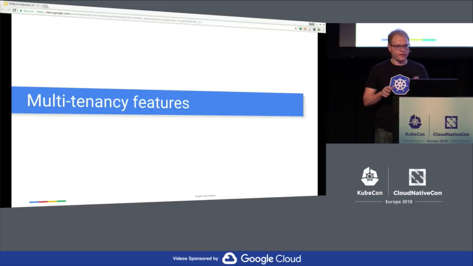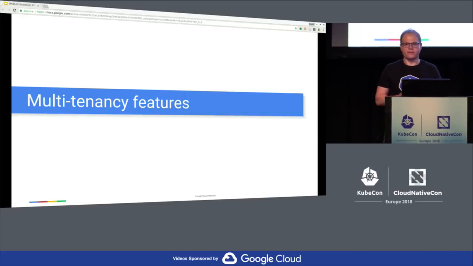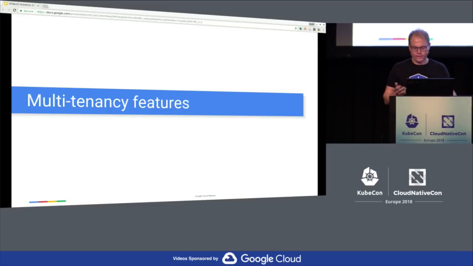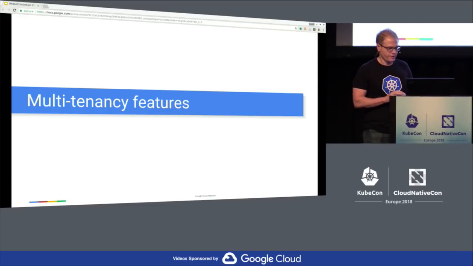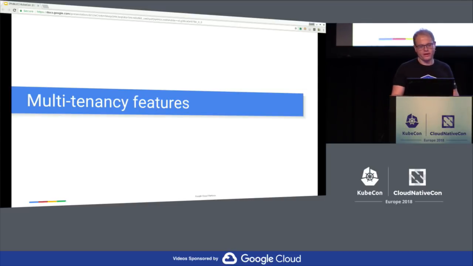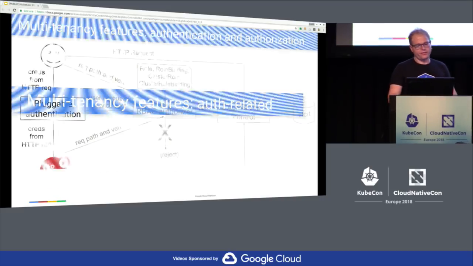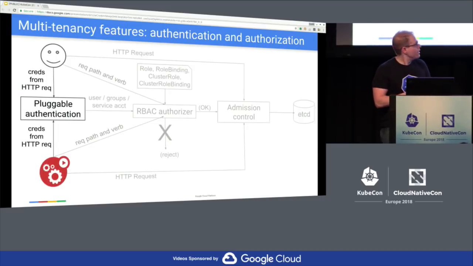And to make it a little easier to reason about these policies, I've divided them into two categories, auth-related and scheduling-related. It's actually a little bit hard to come up with good categorizations, but these are roughly a reasonable way to divide them. And so I'll start with the auth-related policies.